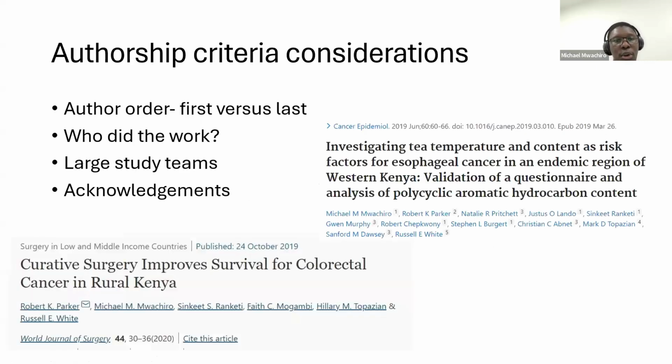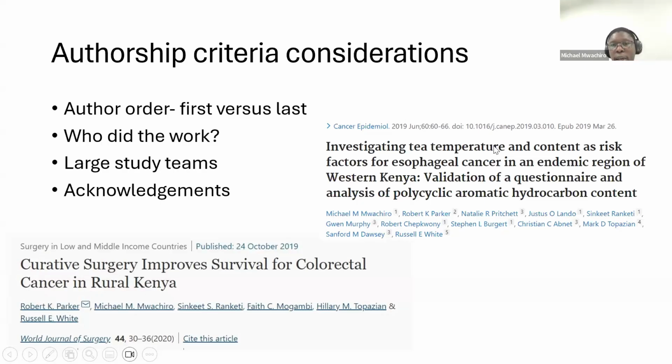The other consideration is author order, first versus last. Who did the main branch of the work? Usually the first author, like you see, these are 2 papers from the team when I was doing research out of Tenwek. You can see here you have Bob Parker, myself, Russ White, and then here the same authors, but the order has changed. So in this paper, it means the first author did all the work, and in this case, he's a corresponding author. And Prof. White is the senior most author, so he gets to be the last.